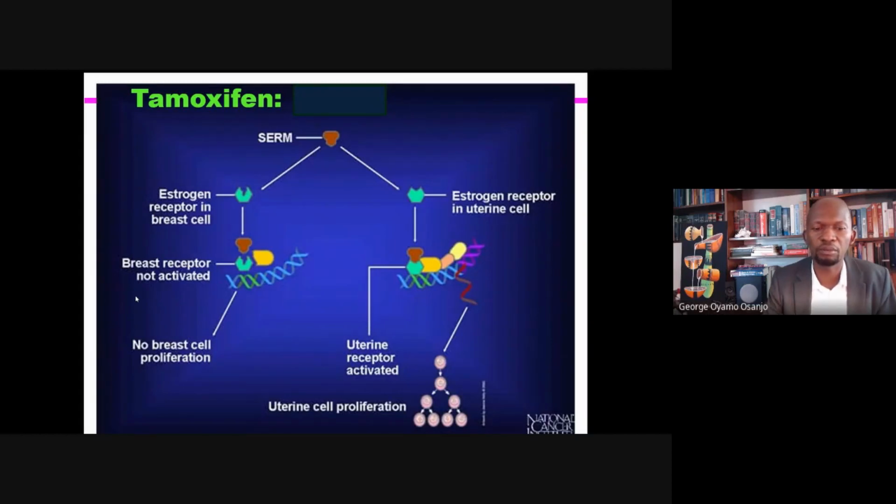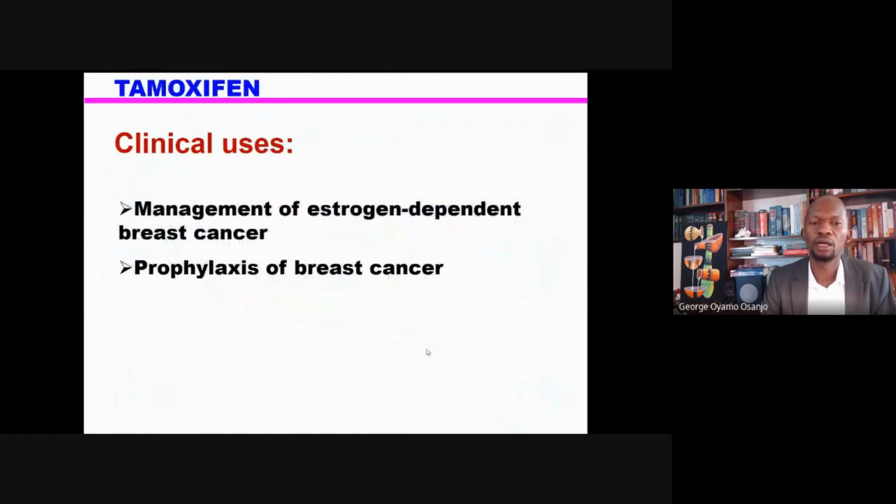So you see, for example, that when it binds to the estrogen receptor in the breast, then there's no proliferation. However, when it binds to the estrogen receptor in the endometrium, there is activation and proliferation of the endometrium. So we may look at tamoxifen's clinical uses. It's used in the management of estrogen-dependent breast cancer. It is also used in the prophylaxis of breast cancer.